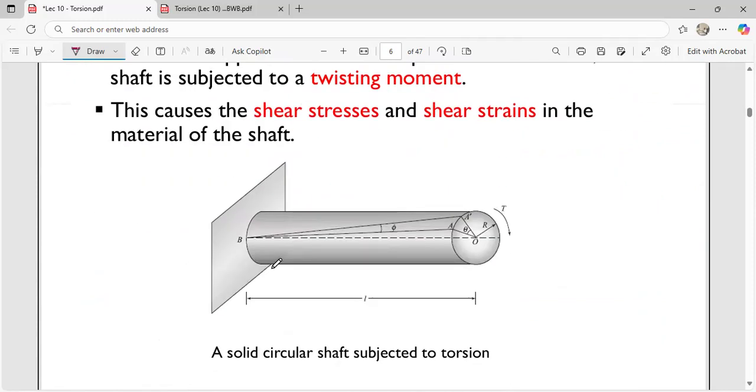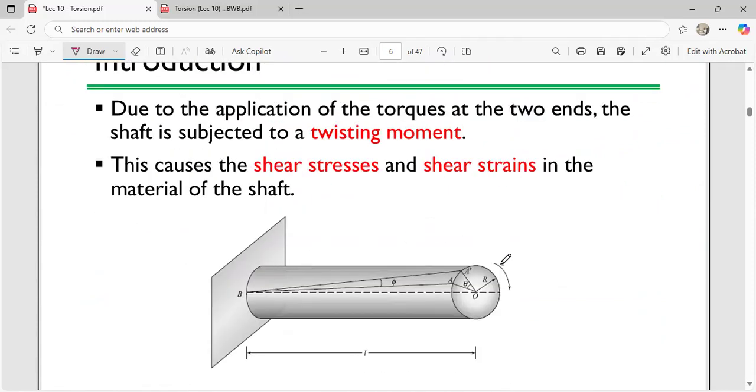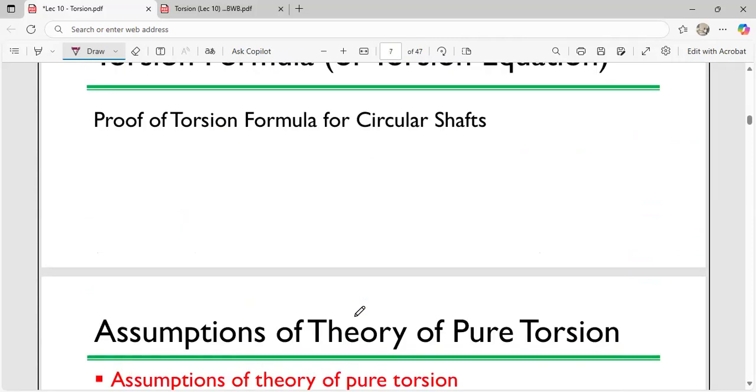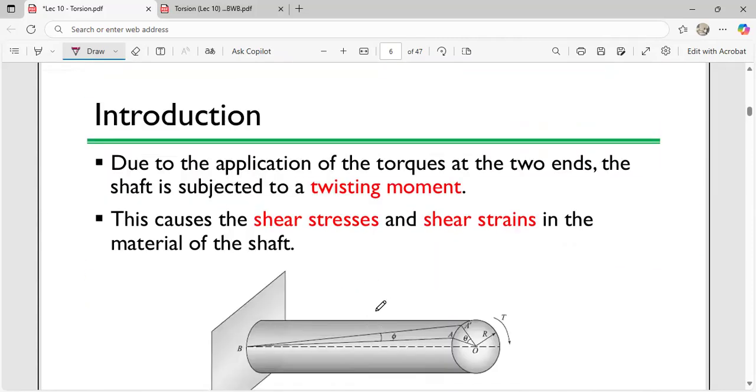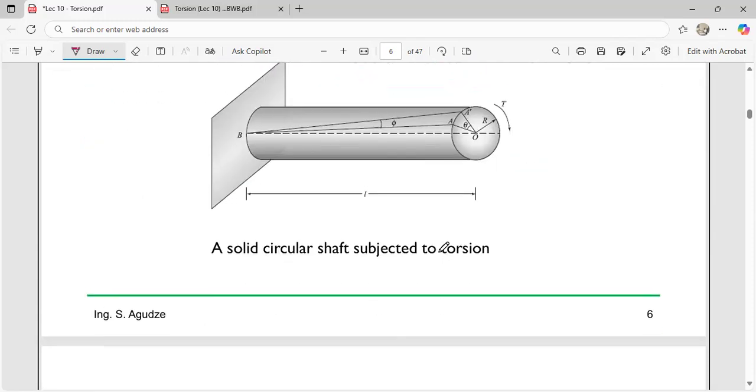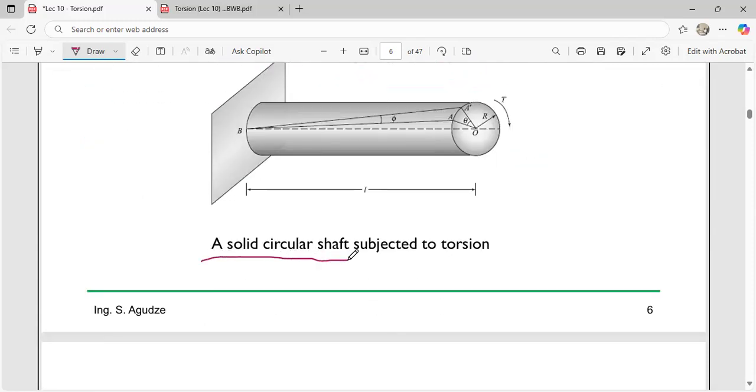Okay, so this is how the shafts look like. This is a solid shaft, and we also have hollow shafts. I'll be showing you that in the next section. Due to the application of torque at the two ends, the shaft is subjected to a twisting moment. This causes shear stresses and shear strain in the material of the shaft. So this is a solid circular shaft subjected to torsion. And how did we say torsion is? We said torsion refers to the twisting of an object due to an applied torque.